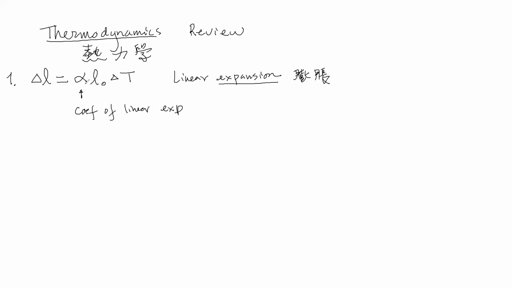In terms of units, alpha and delta T must cancel out because of L and L0, so the unit must be 1 over degree C. And if it's delta T, delta degree C and delta degree K, the number is the same, so it doesn't really matter. Delta L is the expansion amount, and L0 is the original length.